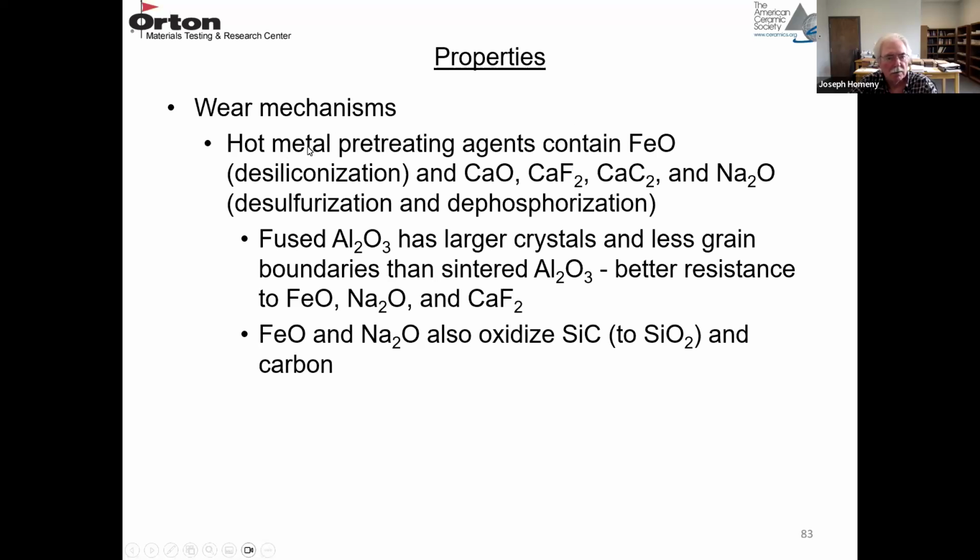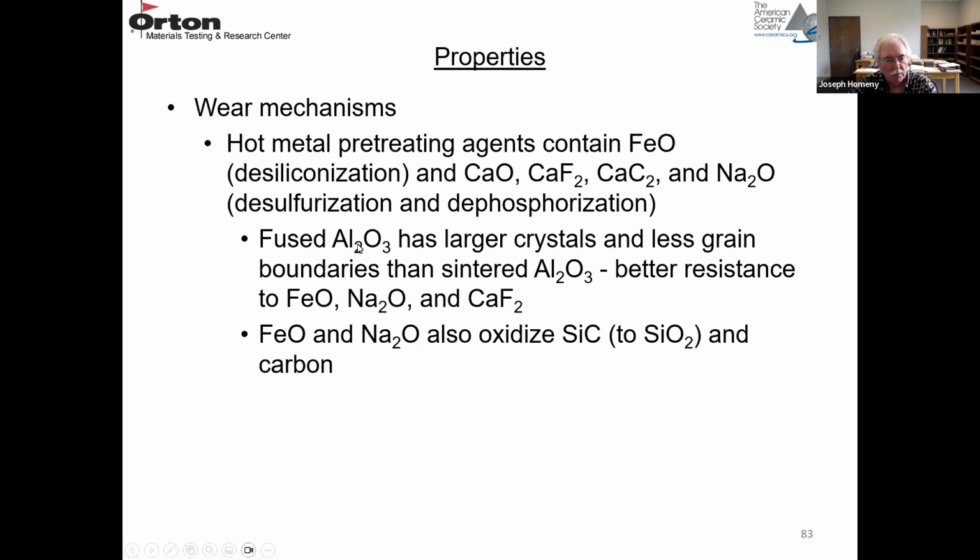So these are used in ladles. So there's some treating that takes place in the ladles, and different agents are added. FeO is added to remove silicon, and CaO, CaF2, CaC2, and Na2O are added to remove sulfur and phosphorus from the steel.